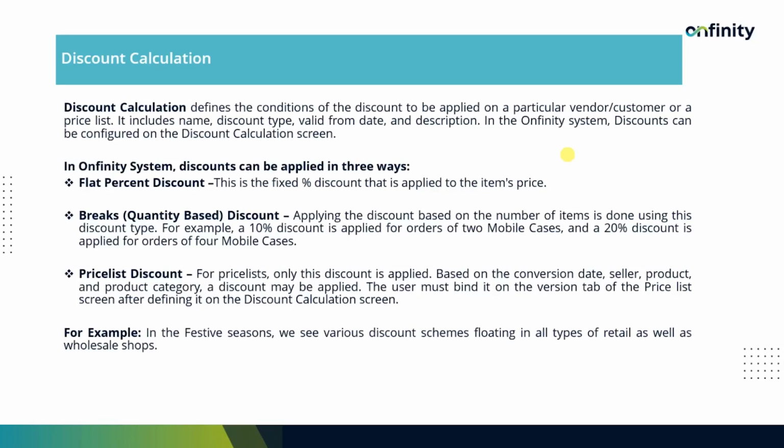For price lists, only the price list discount is applied. Based on the conversion date, seller, product, and product category, a discount may be applied. The user must bind it on the version tab of the price list screen after defining it on the discount calculation screen. For example, in festive seasons, we see various discount schemes floating in all types of retail, as well as wholesale shops. Let's now walk through the step-by-step process of creating a discount calculation in Onfinity.